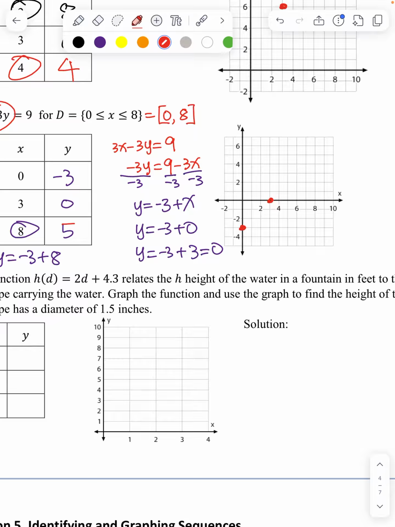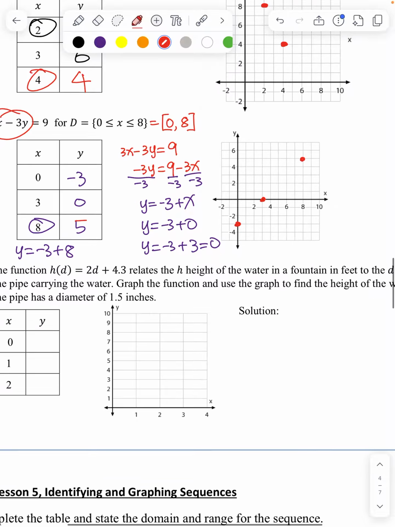Last one, 8, 5. 5 is right here. So this point, right? The y value is 5. This point is right here. 8, 5, right here. And then we are going to connect them.